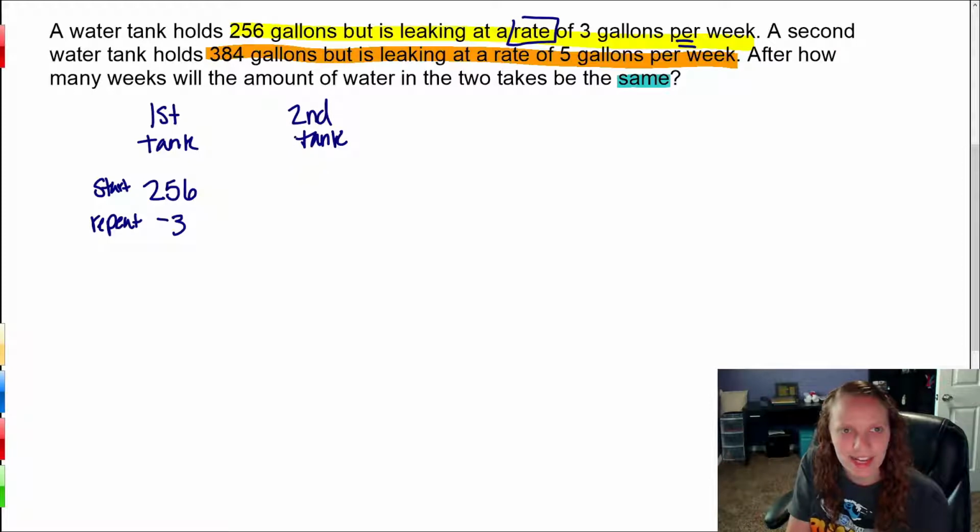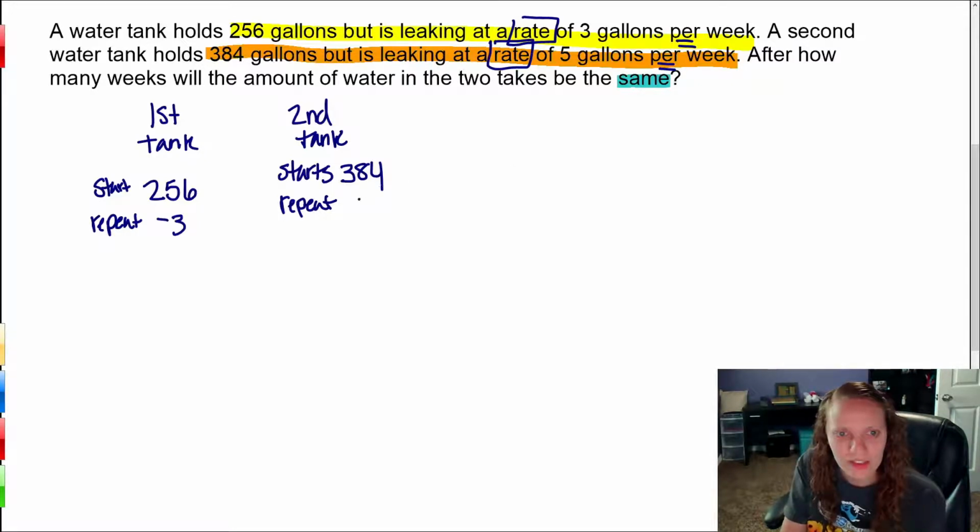Okay, the second tank starts with 384 gallons. And then the number that's repeating, it's leaking at a rate, again, here's that word rate, of 5 gallons per week. And since it's leaking, negative 5. And then for them to be the same, we're going to use an equal sign. Alright, let's set up our equation.